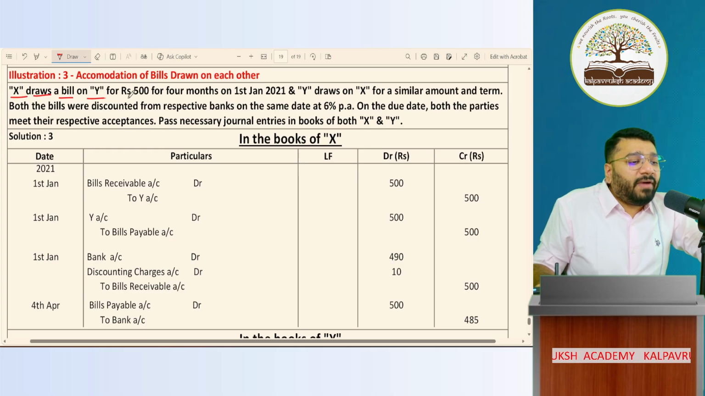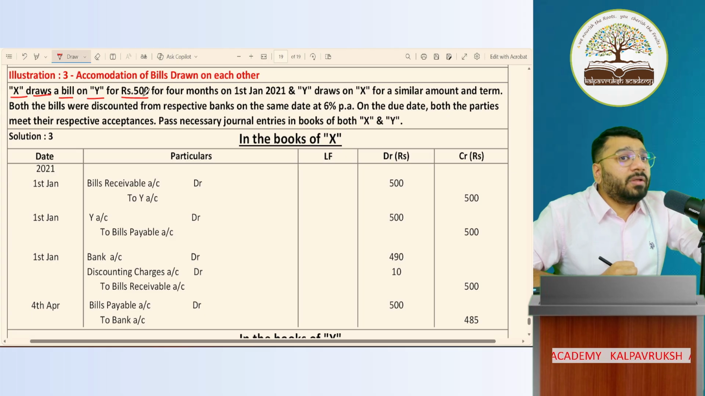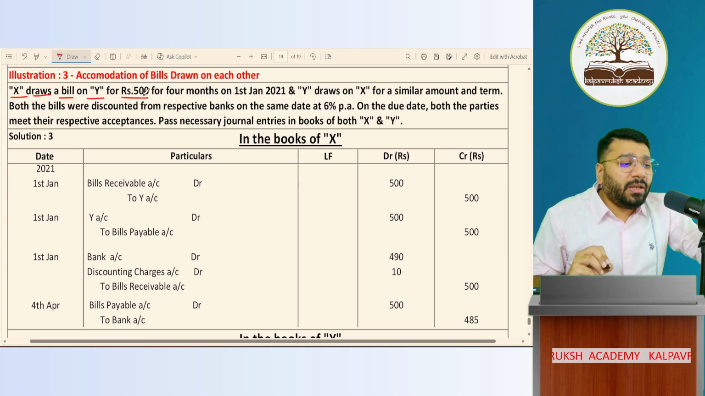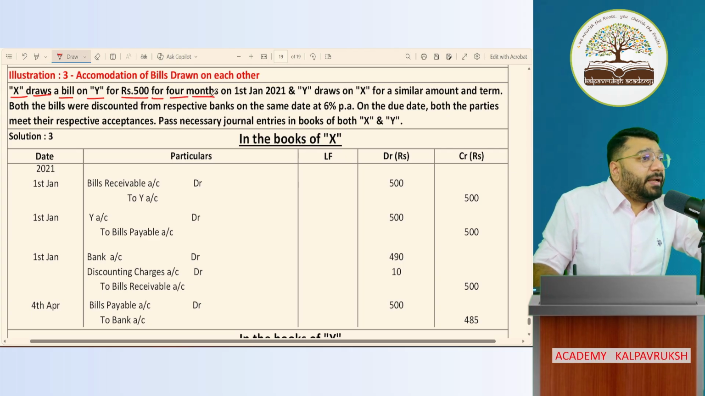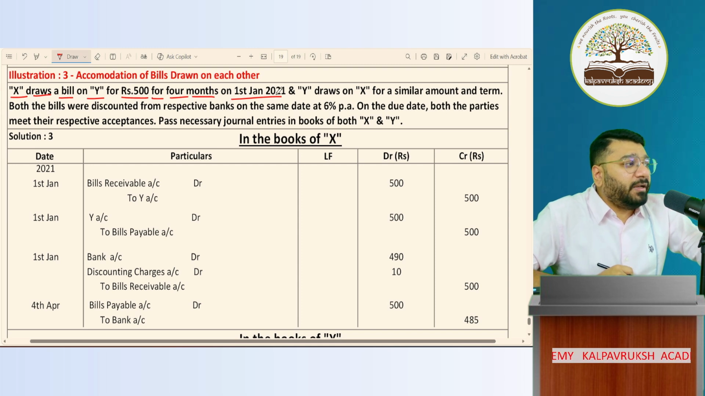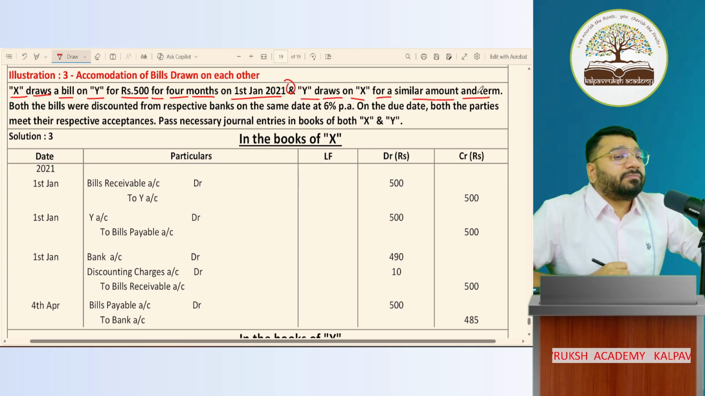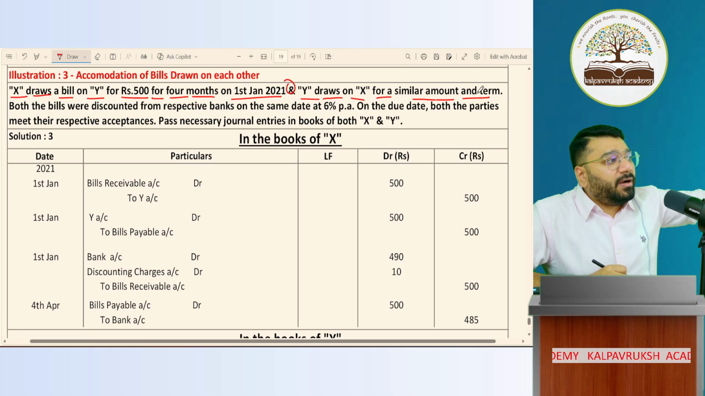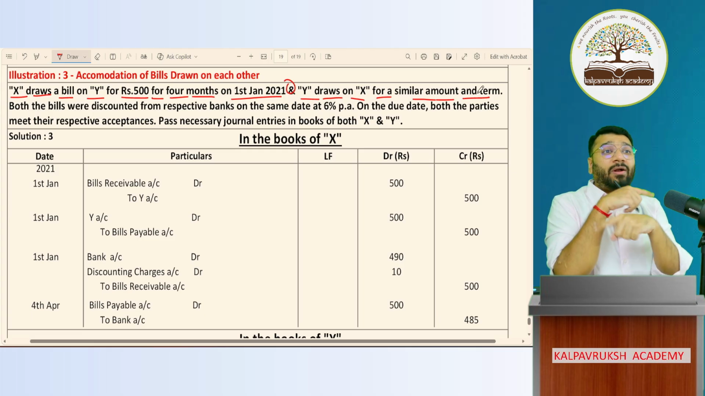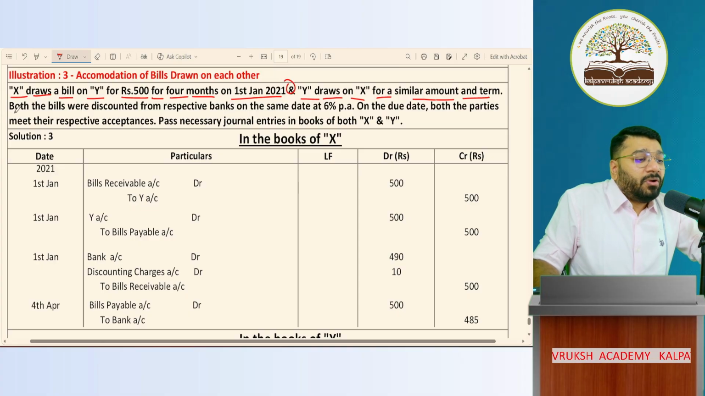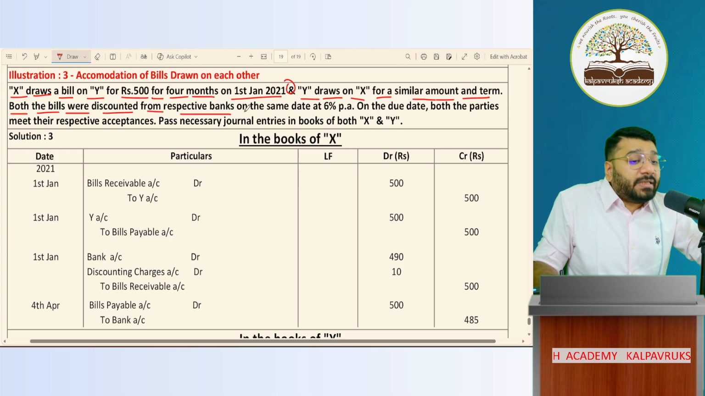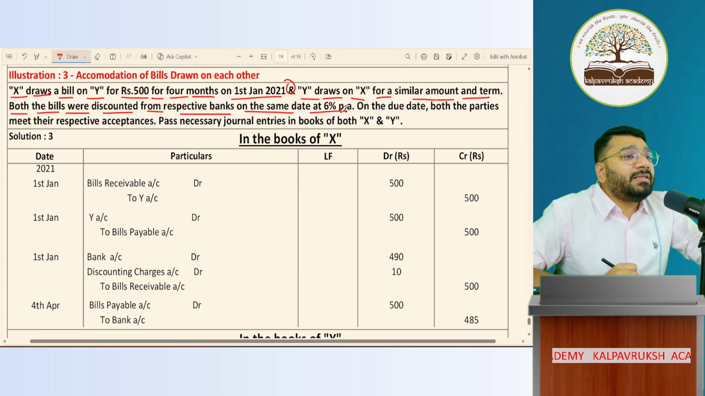X draws a bill on Y for 500. Concentrate here, all of you, on the screen. Now, X draws a bill on Y for 500 for 4 months credit period on 1st Jan 2021. And Y draws on X for a similar amount and term. So far in question 1 and 2, only one person was drawing the bill. Whereas here, both the parties are drawing bill on each other. Both the bills were discounted from the respective bank on the same date at 6% per annum. Discounting charges 6% per annum.